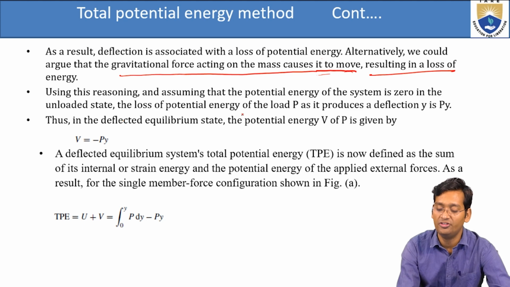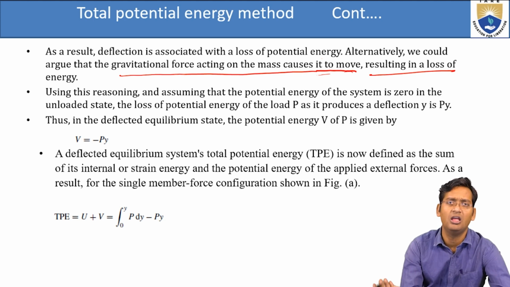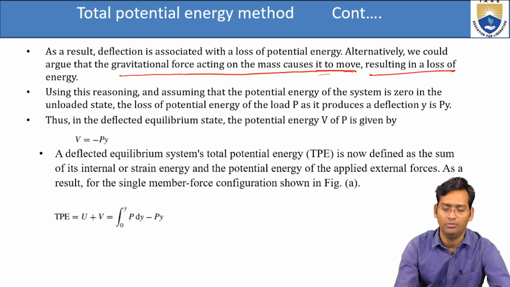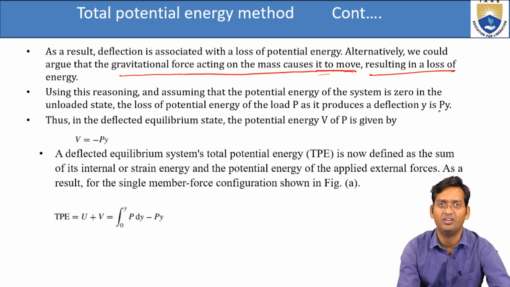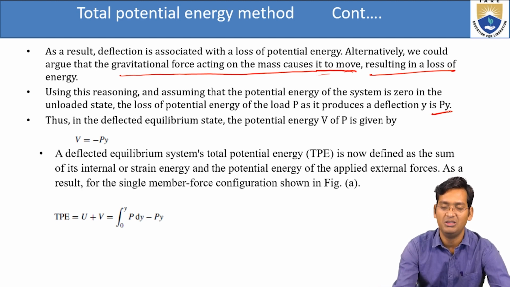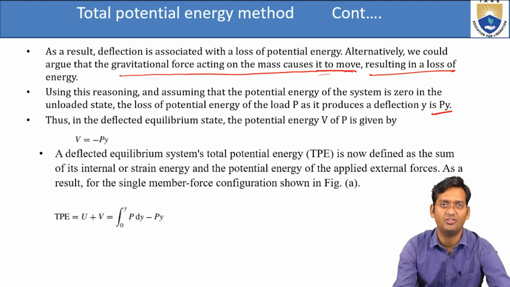Okay, the loss of potential energy of the load P as it produces a deflection y is Py. That's right. We have the mass here and we are applying load P, so P equals mg. So here we are applying load P, and load into deflection is the potential energy, that is P into y, where P is mg, that is the weight, or you can say load.